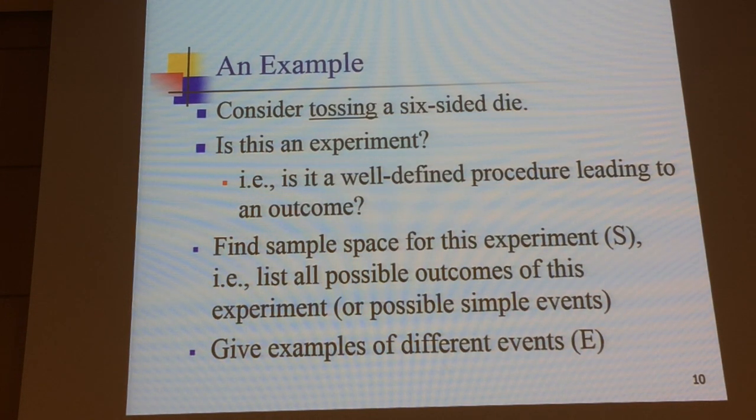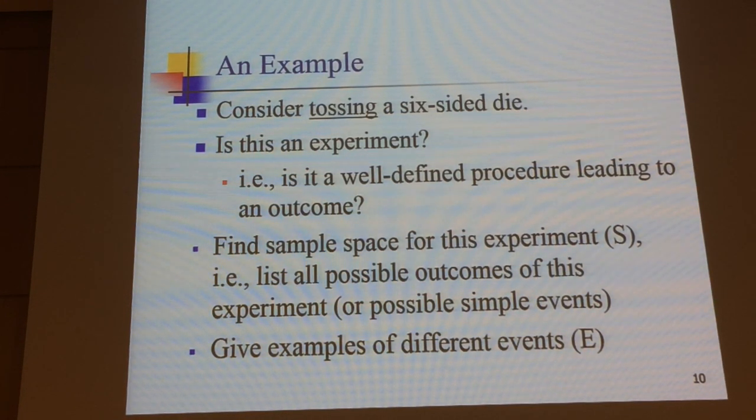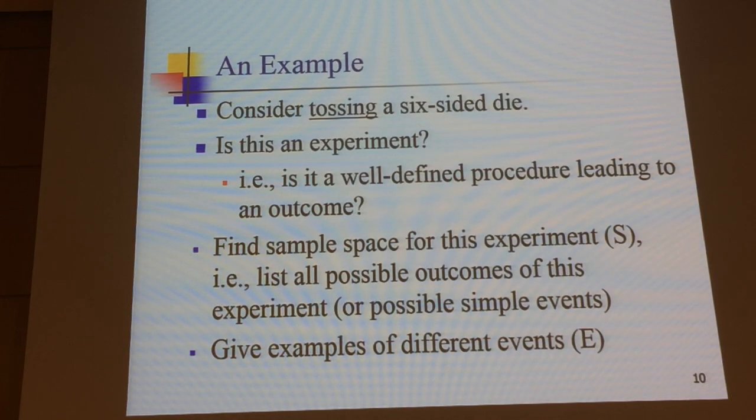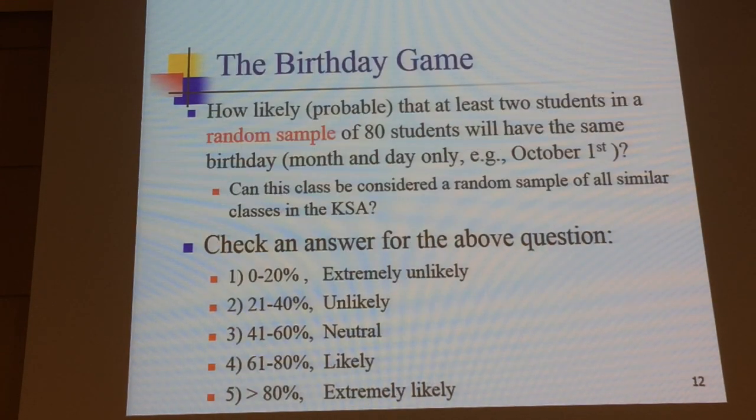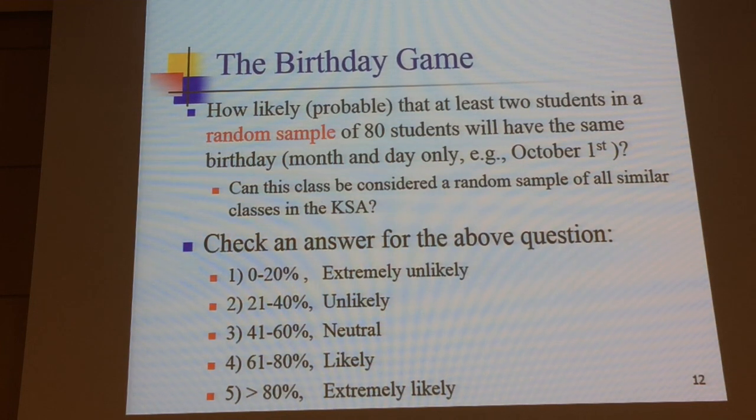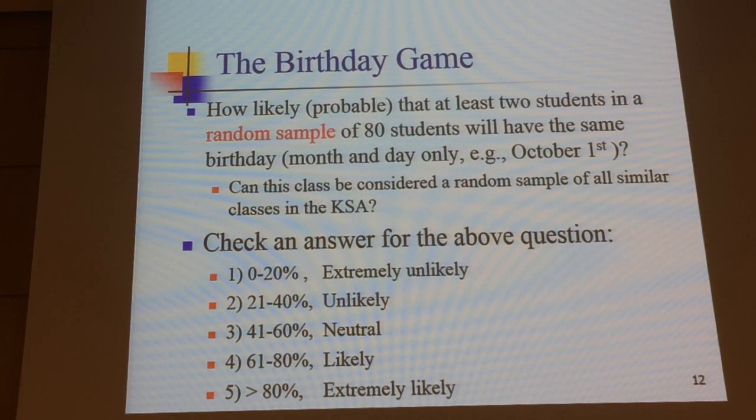Okay, consider tossing a 6-sided die as an experiment. Yes, we talked about this. Find the sample space: 1 to 6. All of these are the sample space. We talked about all of this. Okay, did he play this game with you? Yes. Yeah. So we're not going to cover it.